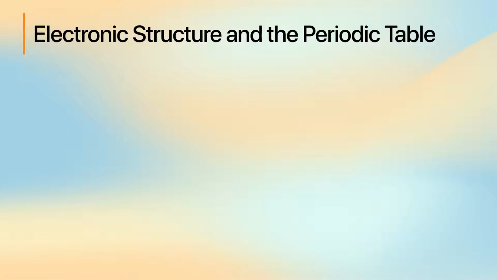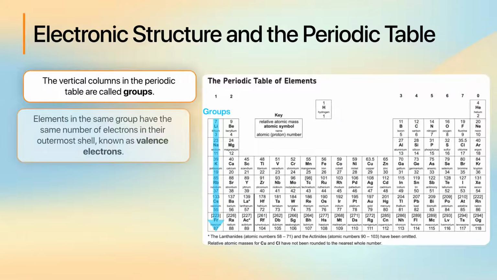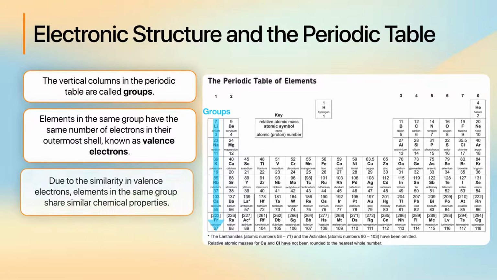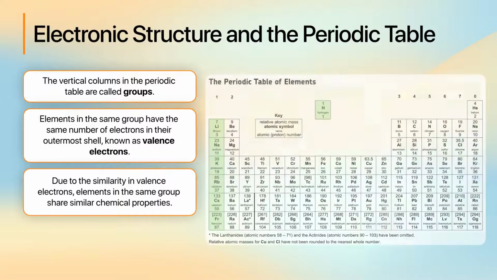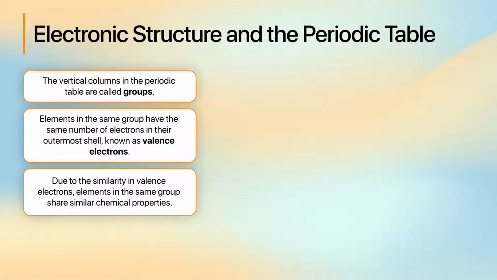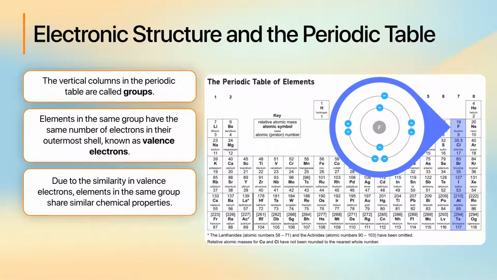Now, we'll look at groups and valence electrons. The vertical columns in the periodic table are called groups. Elements in the same group have the same number of electrons in their outermost shell, known as valence electrons. This similarity in valence electrons results in similar chemical properties. For example, Group 1 elements, known as alkali metals, all have 1 valence electron. Group 7 elements, known as halogens, all have 7 valence electrons.